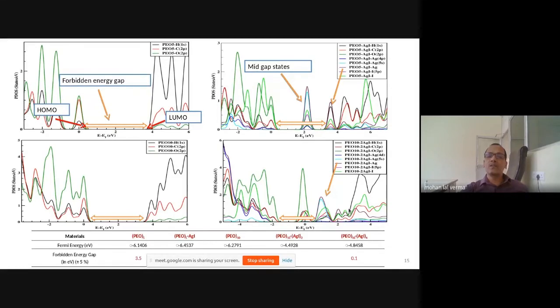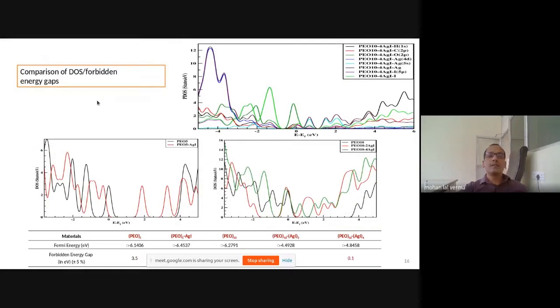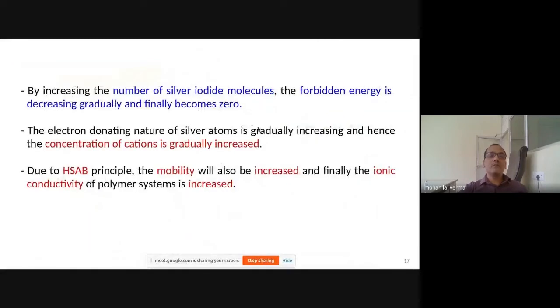And we are now trying to study in detail why such a variation is observed. Because of limited computational facility, we limited ourselves up to this, and further we will study higher numbers of chains as well as higher numbers of salts. So this is the DOS, and the forbidden energy gap also shows the same with PEO10 and 4 AgI here.